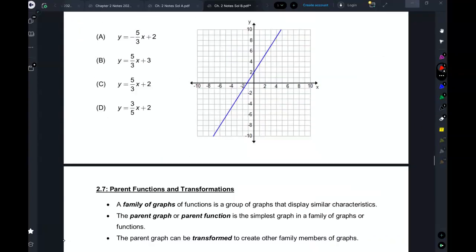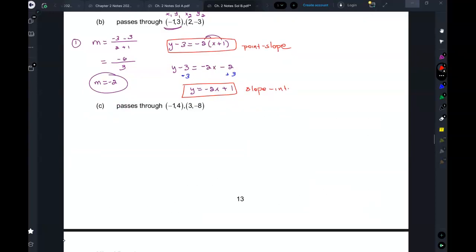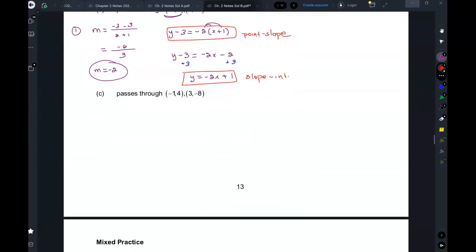Now, let's do this one. So let's find slope first. m equals, x1, y1, right? Label x2, y2. Negative 8 minus 4 over 3 minus negative 1. Negative 12 over 4, negative 3.